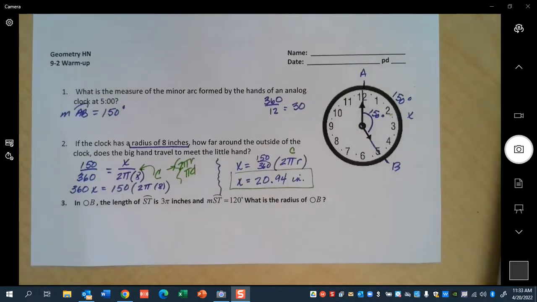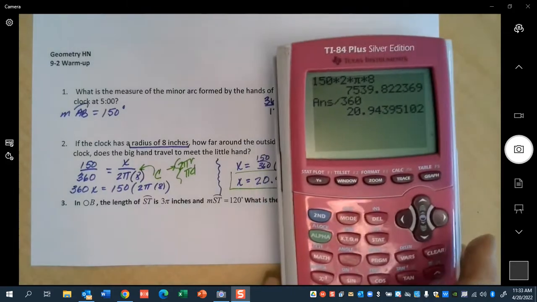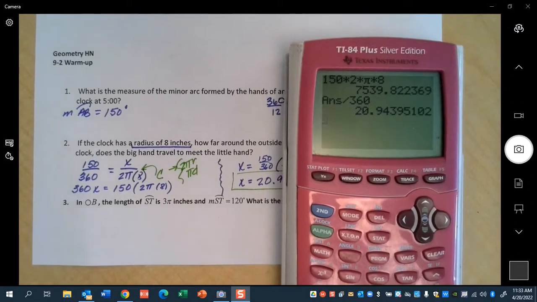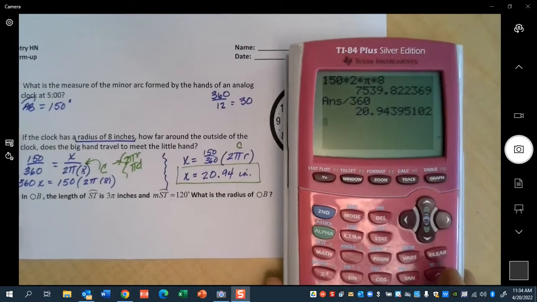All right. So notice the calculator keystrokes are the same, and I'll show you my calculator so you can see what I typed in, because I typically do this work in two parts. I did 150 times 2 times pi times 8. If you want to call that 16 because that's easier, go ahead. Once I get that value, when I solve for x, I need to divide everything by 360. That's fine. Notice the same exact keystrokes are true over here.